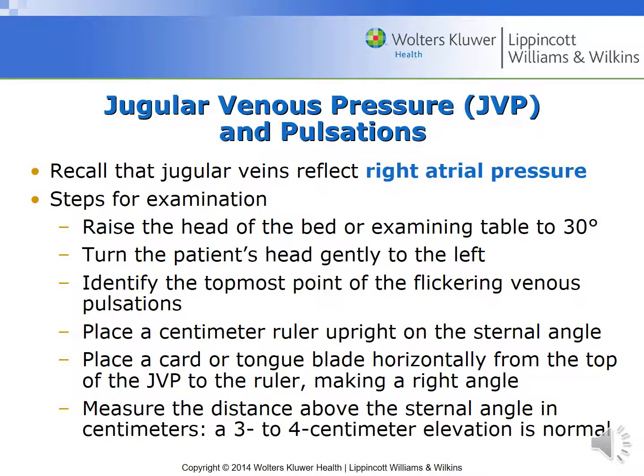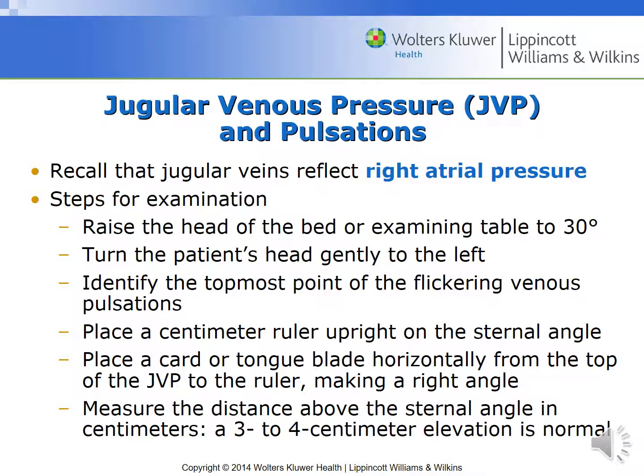JVP, or jugular venous pressure, reflects right atrial pressure, which in turn equals central venous pressure and right ventricular end-diastolic pressure. The JVP is best estimated from the right internal jugular vein. So you're going to raise the head of the bed to about 30 degrees and have the patient turn their head to the left. By turning to the left, that's going to expose the right internal jugular.